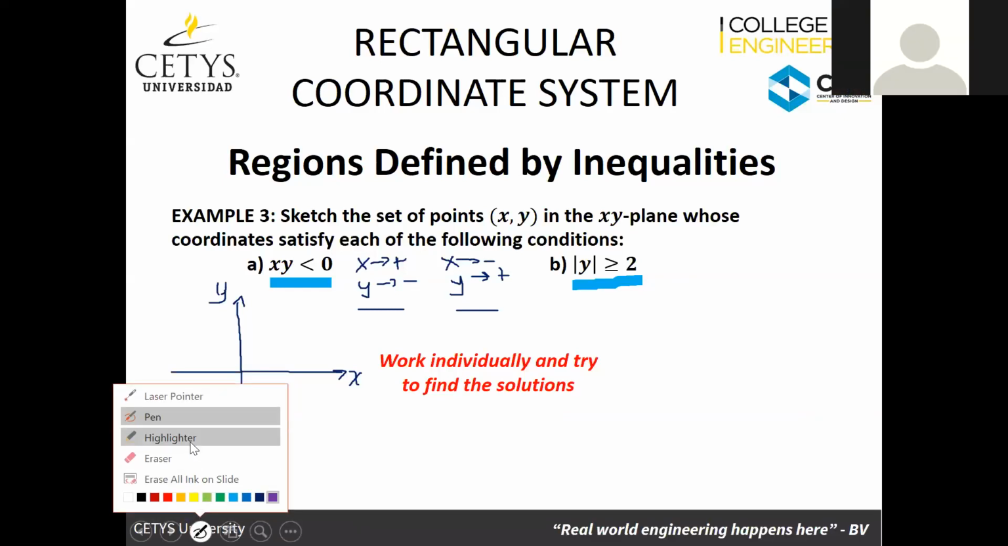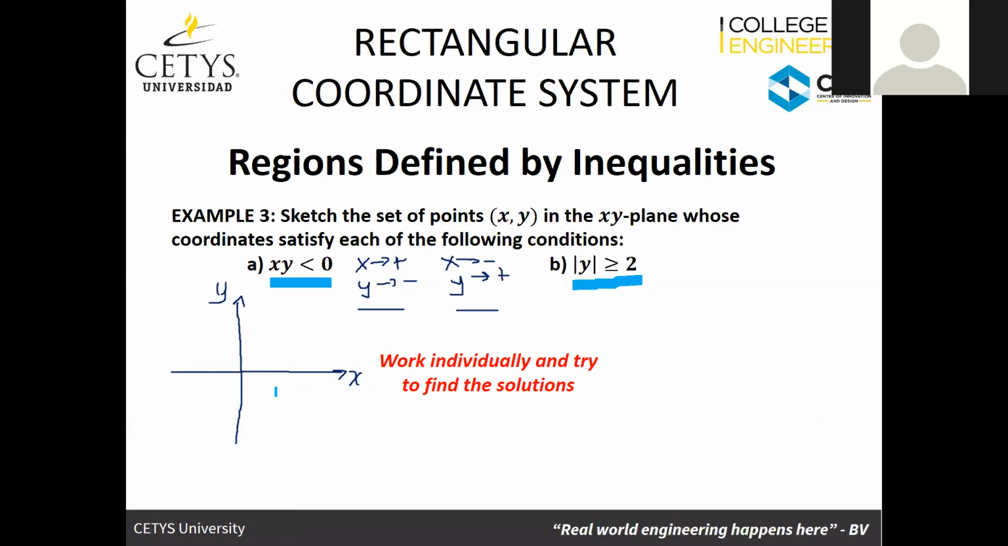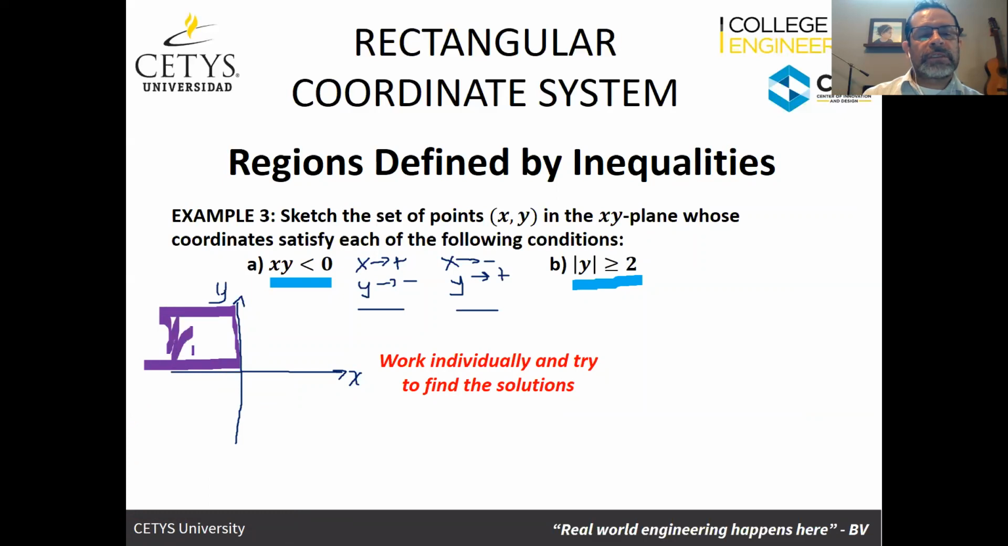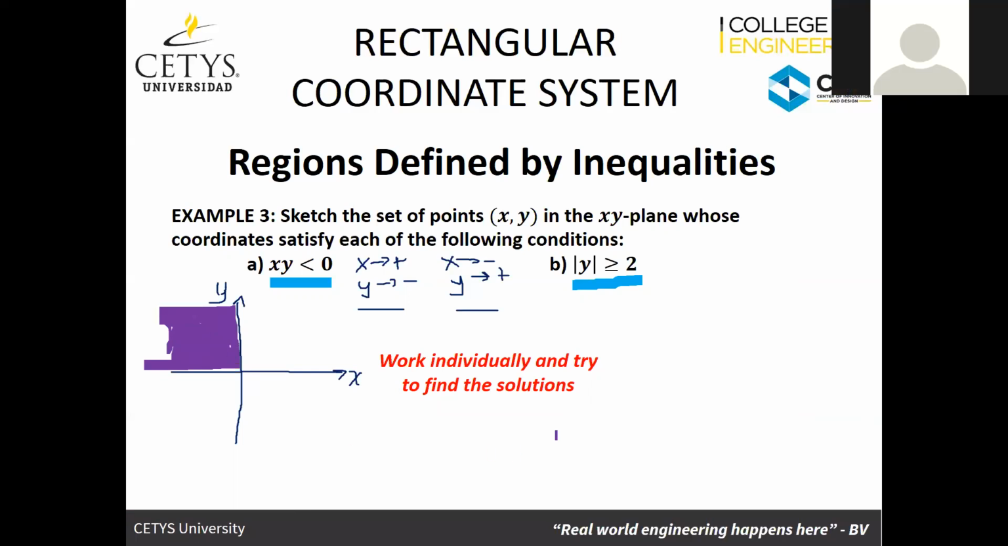If x is negative and y positive, it will be in the second quadrant. Correct, perfect. It would be the second quadrant, so it would be this quadrant here. This complies with the inequality. And what would be the other quadrant that also complies with the inequality? That will be the fourth. The other?